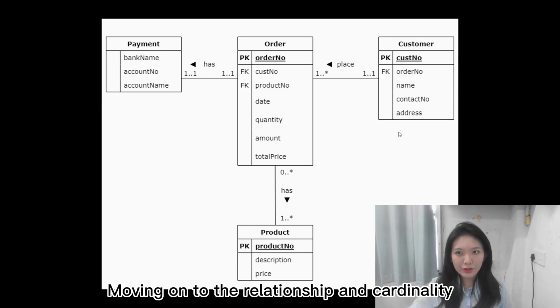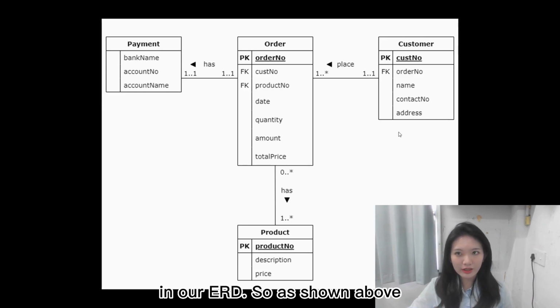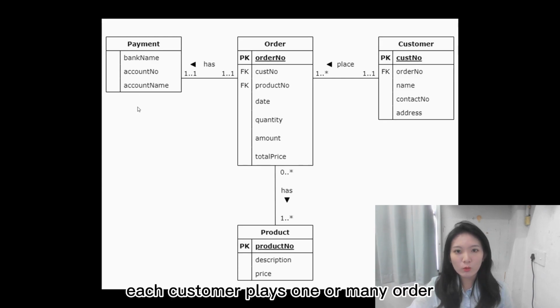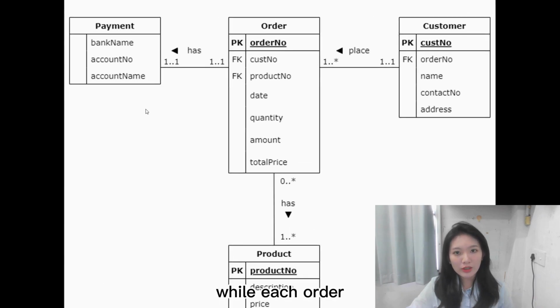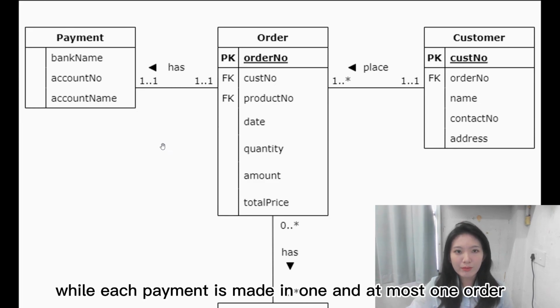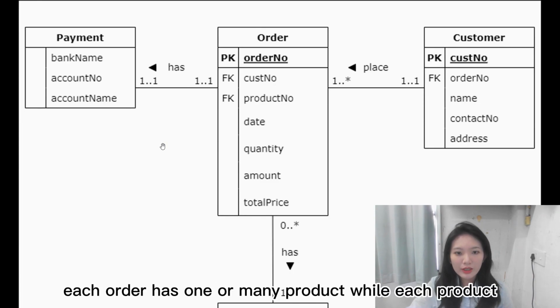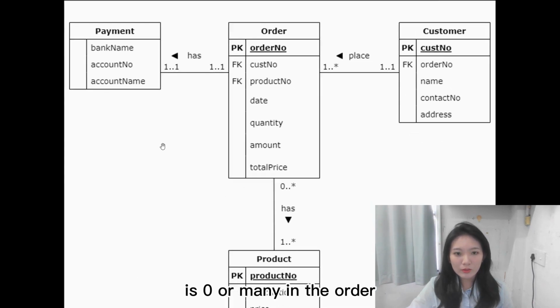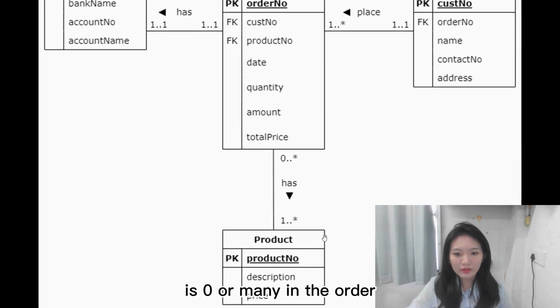Moving on to the relationship and cardinality in our ERD. As shown above, each customer places one or many orders, while each order is placed by one and at most one customer. Each order has one and at most one payment, while each payment is made in one and at most one order. Each order has one or many products, while each product is zero or many in the order.